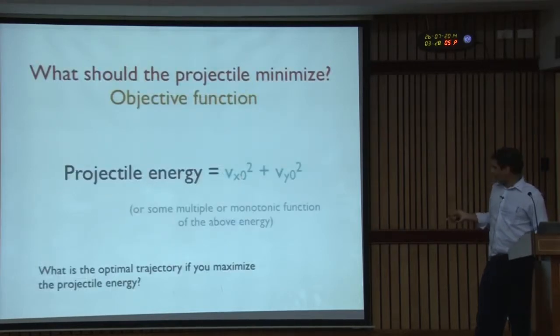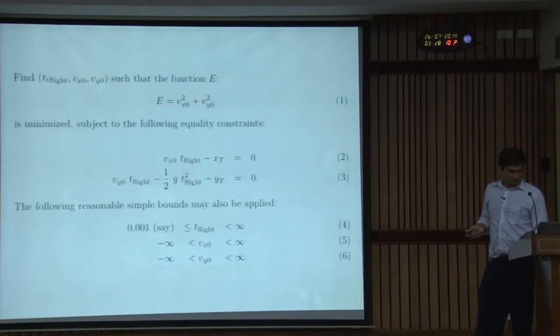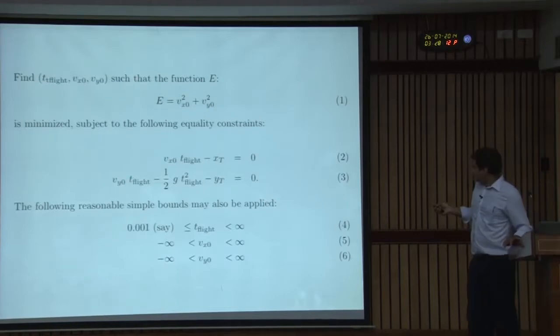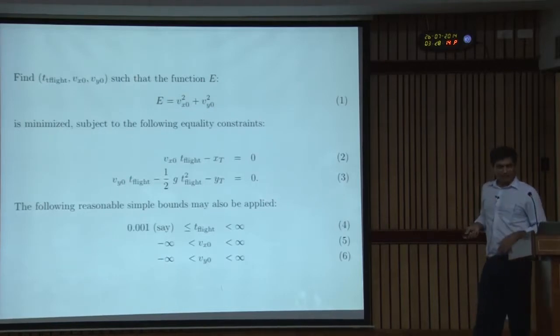Okay, and the projectile energy is going to be vx squared plus vy squared. So if you want to write it in a manner that looks slightly more mathematical, you can write it like this. This is what you want to minimize, two equality constraints, and then there are three inequality constraints. The inequality constraints for the velocities are trivial, so to speak. In other words, they're completely unbound. They could be completely unbounded.